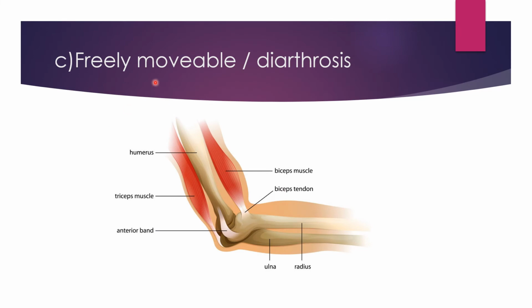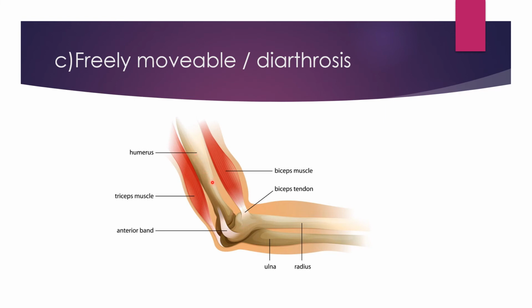The third type of joint is the freely movable joint, also called diarthrosis. They are called freely movable joints because there is no restriction in the movement because of these joints. They are permitting free movement. The first example of the freely movable joint is the elbow joint.